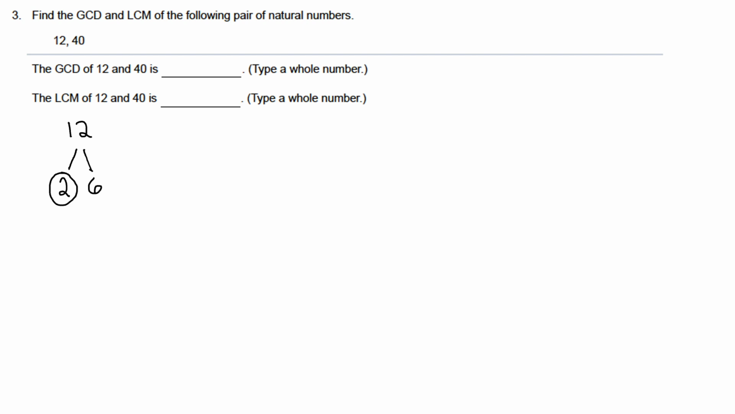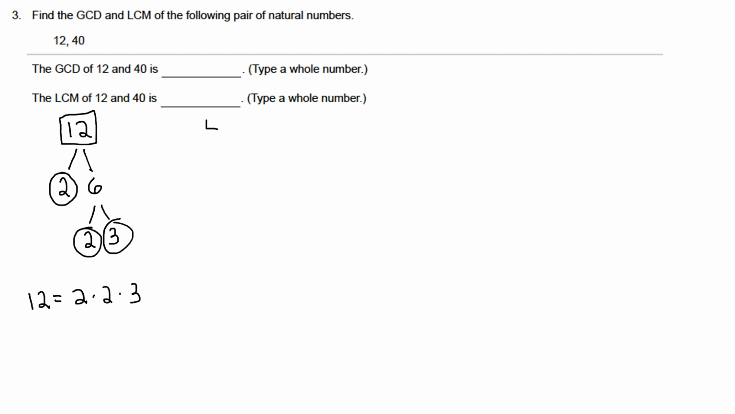6 is not a prime number, so we need to think of two numbers that when multiplied together will give us 6. I know that 2 times 3 is 6. 2 is a prime number, and 3 is also a prime number. Now that I've factored everything into the set of prime numbers, I can rewrite 12 as 2 times 2 times 3. And don't forget, you can always check your answer by multiplying these numbers together. When you multiply 2 times 2 times 3 together, you should get 12.